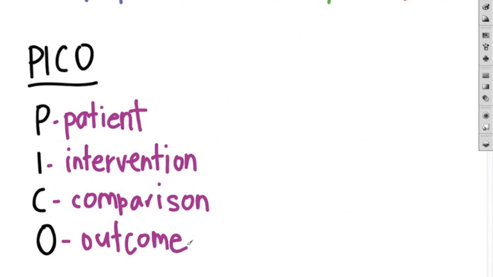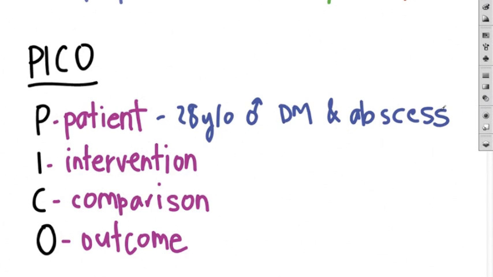So P for patient or problem is you take the patient that you've seen and try and get some of the most important characteristics of that patient, like their comorbidities, sex, age, race. And so it might be best to explain this in the light of an example. So let's say you're working and you have a 28-year-old male who has diabetes, who presents with an abscess that required incision and drainage, and you're wondering if antibiotics should be prescribed. So your patient here is this 28-year-old guy, but it's more than just a 28-year-old guy. It's a 28-year-old man with diabetes and an abscess. So all these other important factors are important because they are going to impact upon the question that we ask.